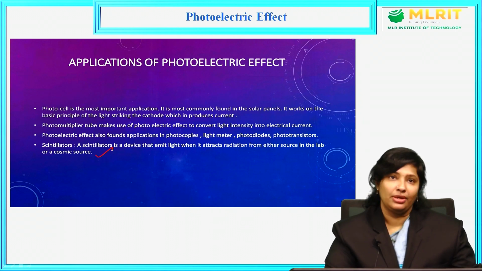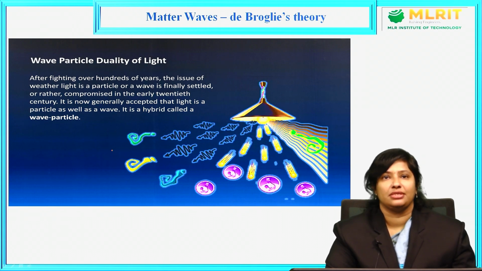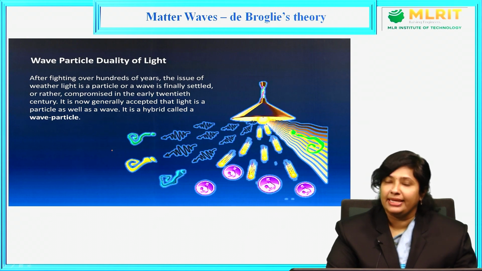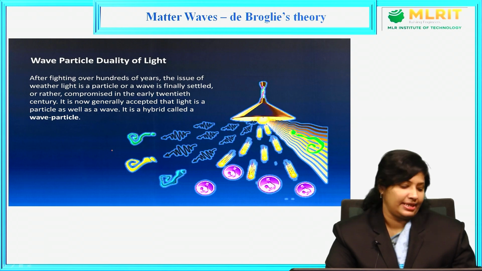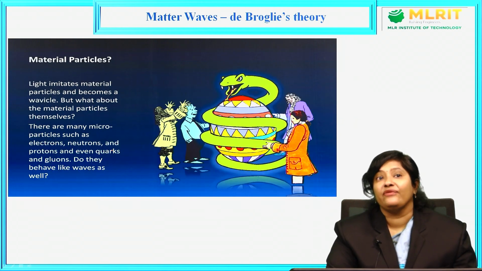Next, coming to matter waves. After struggling over hundreds of years, the issue of whether light is a particle or a wave was finally settled and compromised in the early 20th century. It is accepted that light is a particle as well as a wave. It is a hybrid called wave-particle. Light imitates material particles and becomes a vehicle.